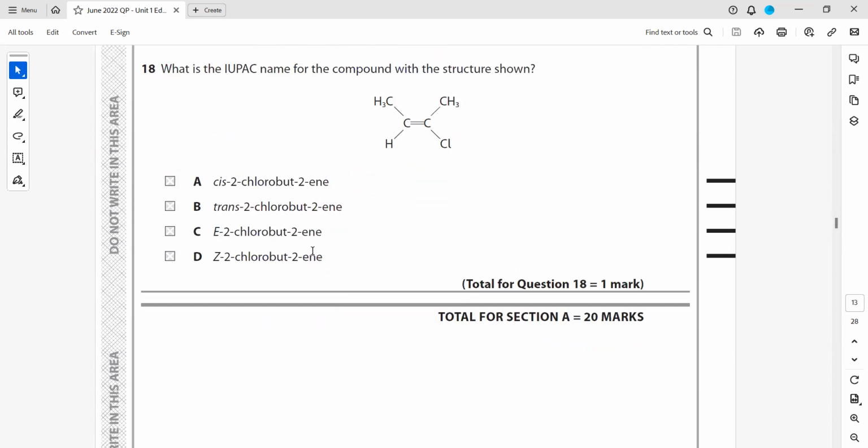What is the IUPAC name of this compound? When we name, we select the longest chain of carbon. So 1, 2, 3, 4 carbons are there. The numbering should start from the nearest branch. If we count from here, it will be 1, 2. If we count from the other side, it will be 1, 2. The branch is also closer when we count from here, so we will count that as 1, 2. So at the second position we have a chlorine, so it is 2-chloro. And 1, 2, 3, 4 carbons are there, so it will be but-2-ene. So 2-chloro-but-2-ene.